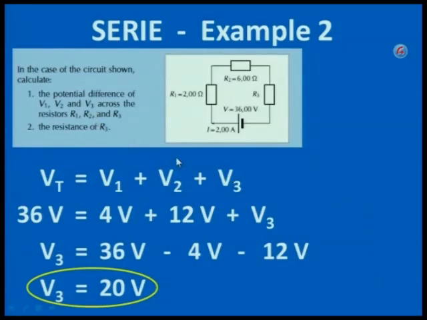V3 can then be calculated by using the equation for V total. The total voltage in this circuit is given to you, which is 36 volts. This is V1 plus V2 plus V3. We just calculated V1 and V2, so we can solve V3. V3 would then be 36 volts minus 4 volts minus 12 volts, which is then 20 volts.